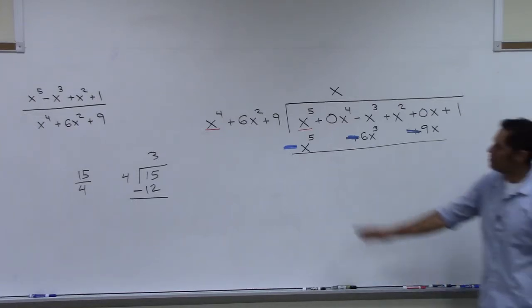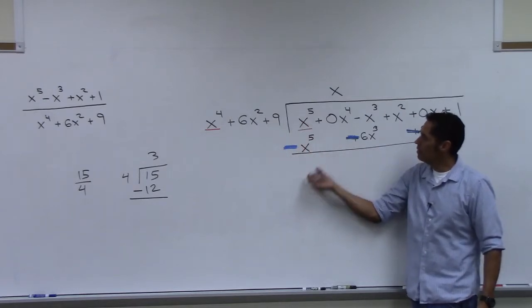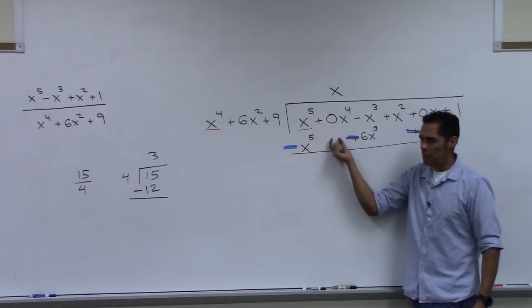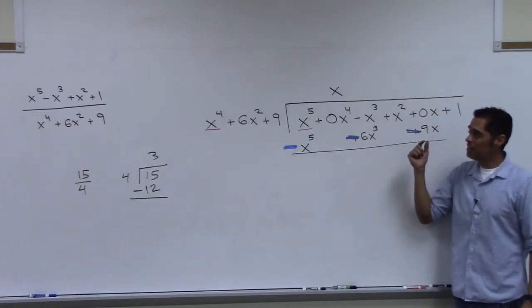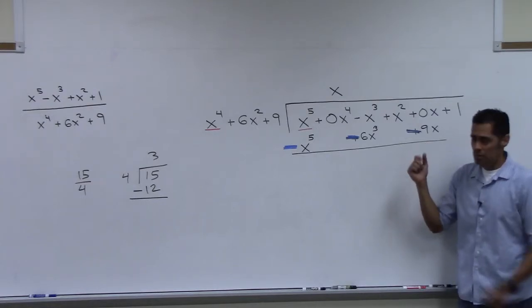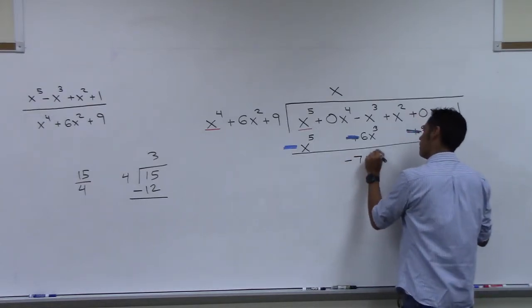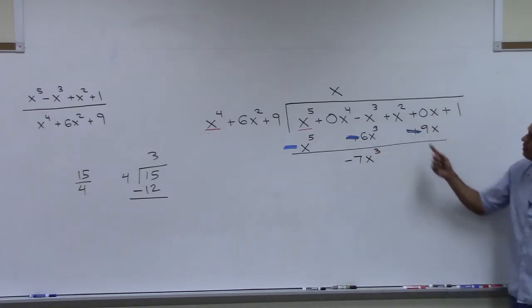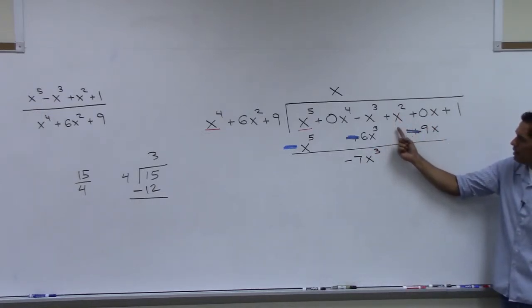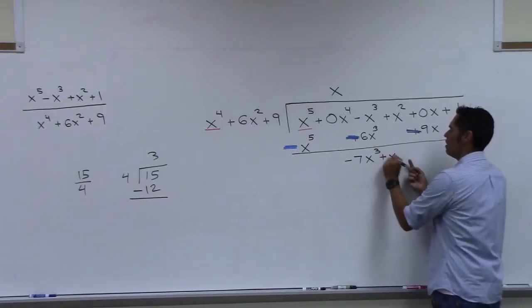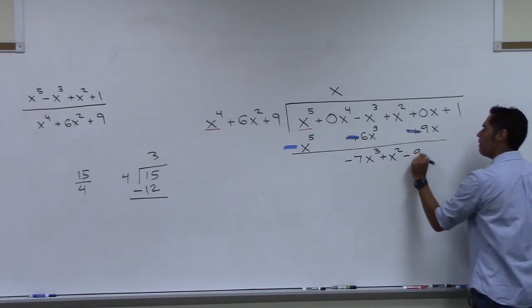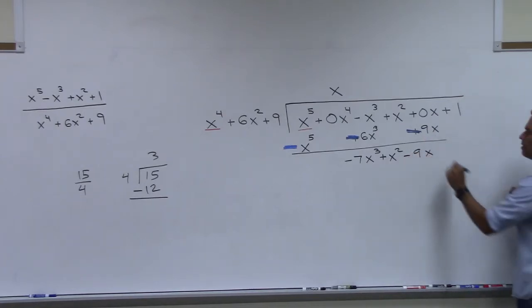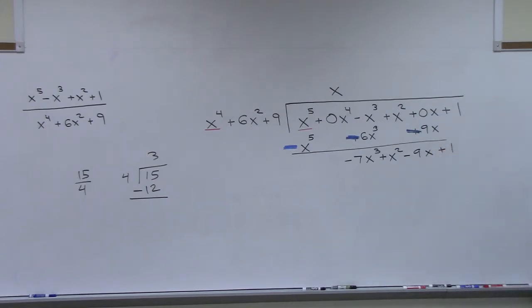So let's start doing this. X to the 5th, take away x to the 5th, nothing. Nothing and nothing is nothing. Negative x cubed, take away 6x cubed is negative 7x cubed. And then, don't forget this one, x squared and nothing is just going to give you your x squared. And then nothing, take away 9x is minus 9x. And then 1, take away nothing is 1. That all right?